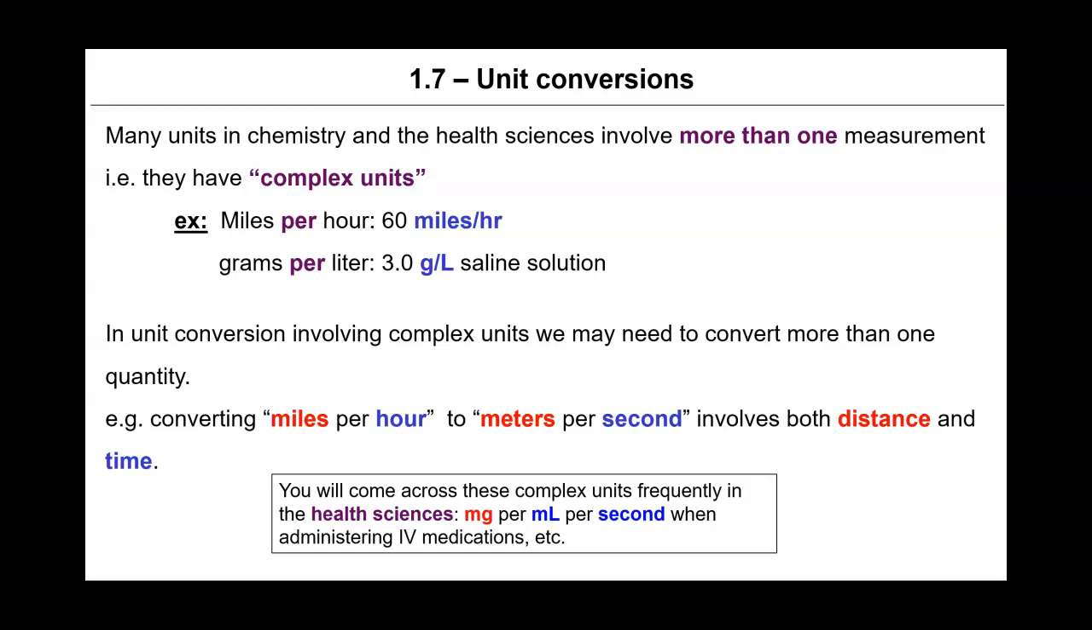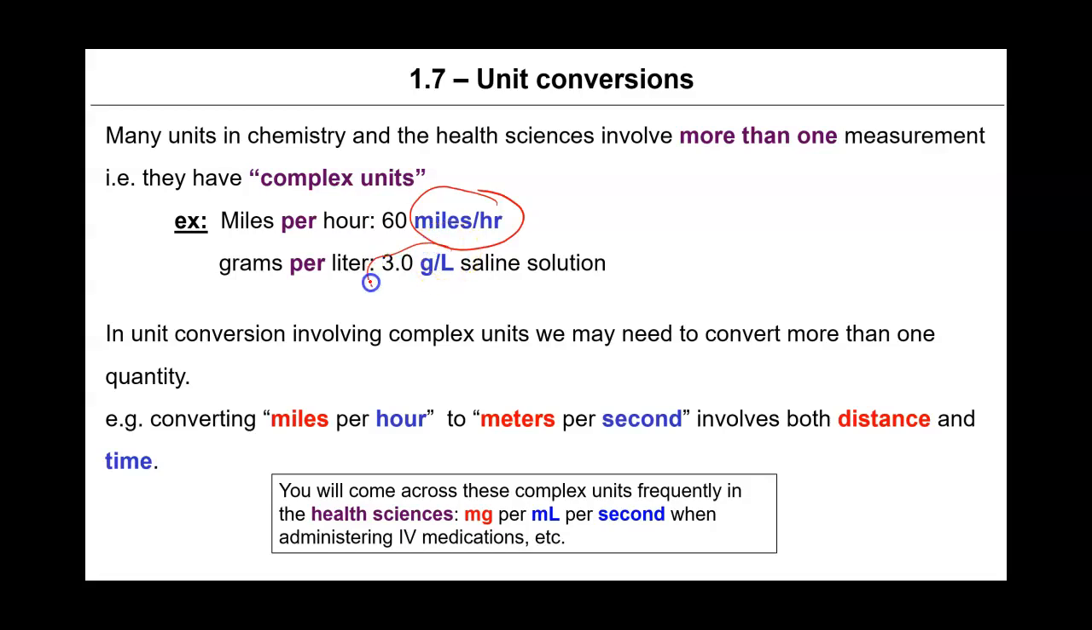So in both chemistry and health sciences, often our measurements will involve more than one unit. That is, they'll have complex units. So for example, if I am talking about a speed, then I will often talk about miles per hour. And you can see my unit here has more than one measurement in it. It has a measurement of distance, and it also has a measurement of time.